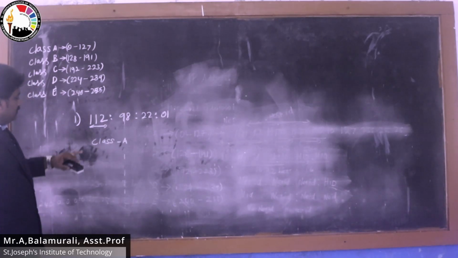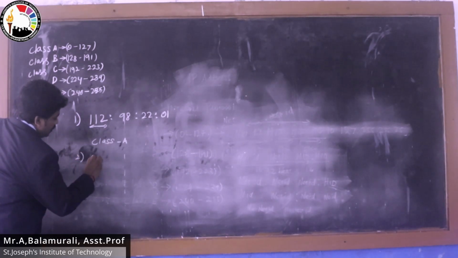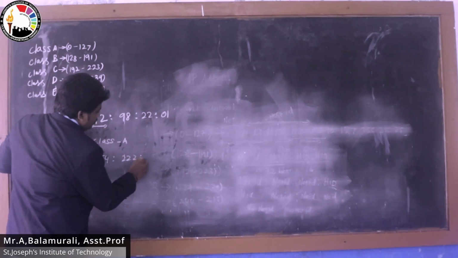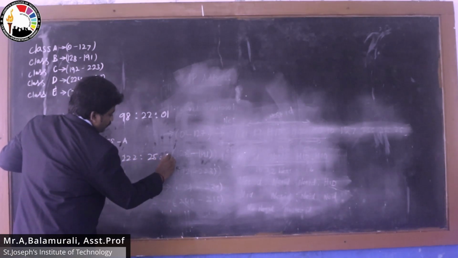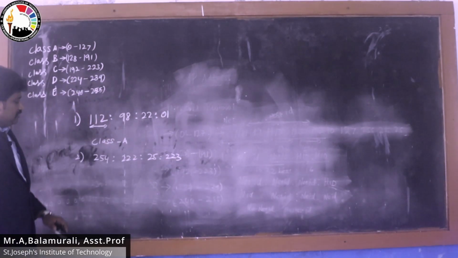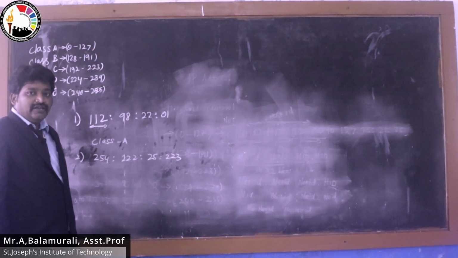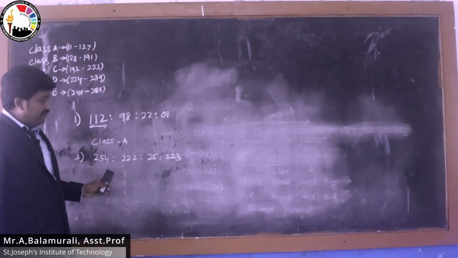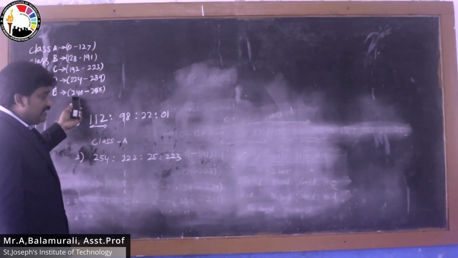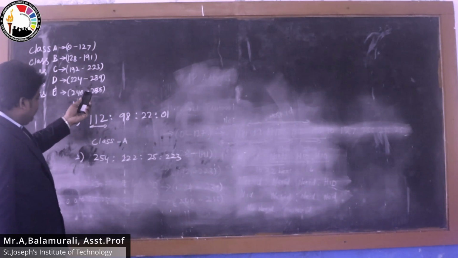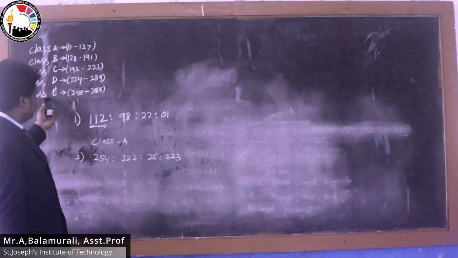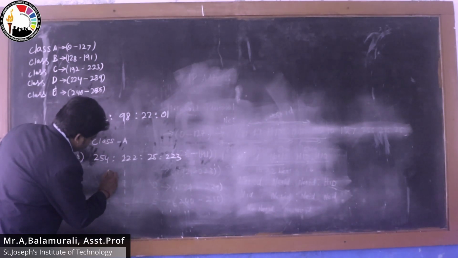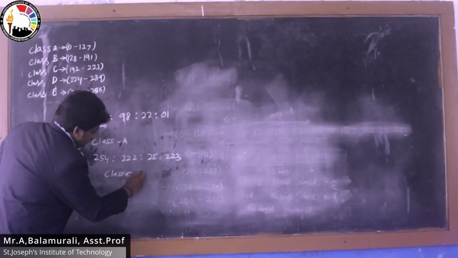Okay. Then next problem, 254.222.25.223. So this is another problem. In this problem, you just have to find the class type. 254 means you check the ranges 242 to 255. 254 is in between, so it comes in the class E range. So automatically you will find the class. This is the class E type.